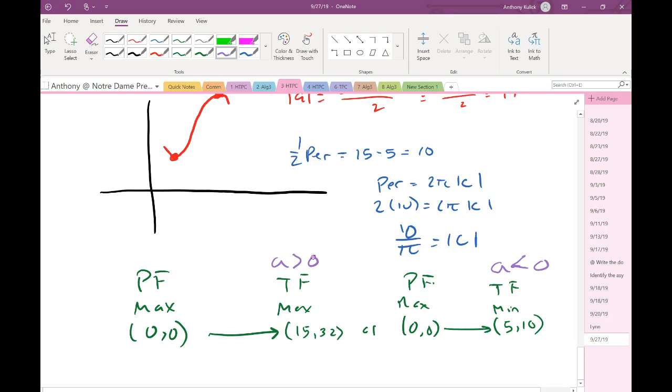Hopefully that makes sense, right? If I'm going max to max, there's no reflection. If I'm going max to min, a reflection had to happen there, right? Is everybody okay with that plan?